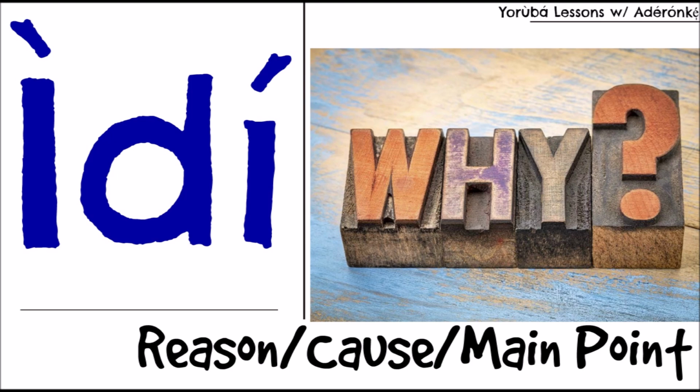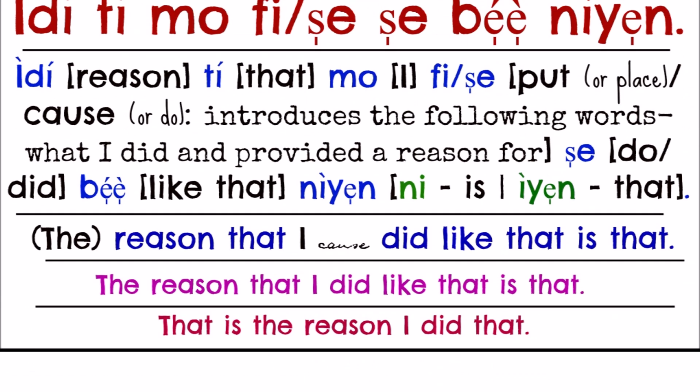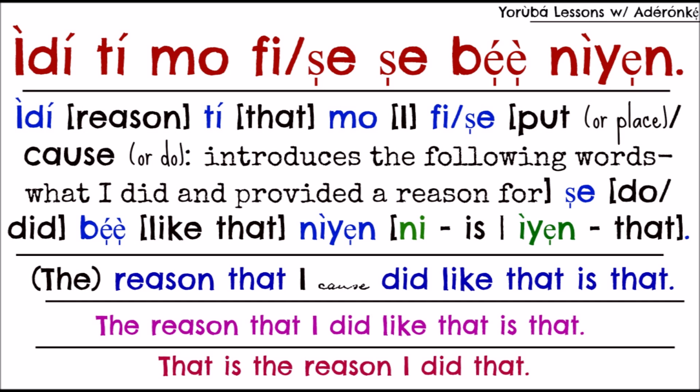I'll give you an example statement that aligns with that. Ìdí tí mo fi ṣe bẹ́ẹ̀ nìyẹn. Again, I'm intentionally using, for the beginner, quite detailed, interesting example statements to help you get familiar with the sentence structures. Ìdí is reason. Like I've stated, it could be the main point, the cause, but I'm choosing reason here for the purpose of the statement. Ìdí is reason. Tí is that. Tí, me, tí. For my students who I'm currently doing tone marks with.